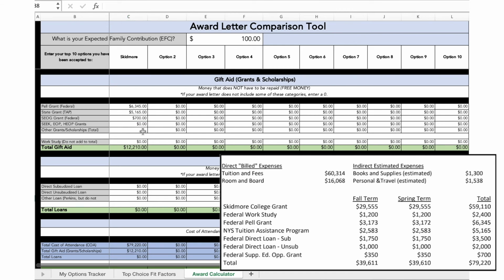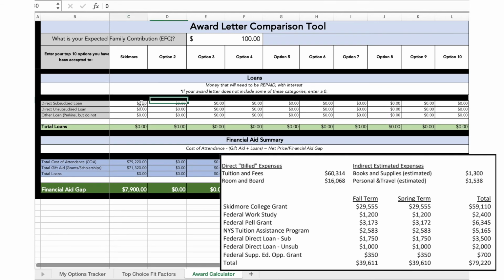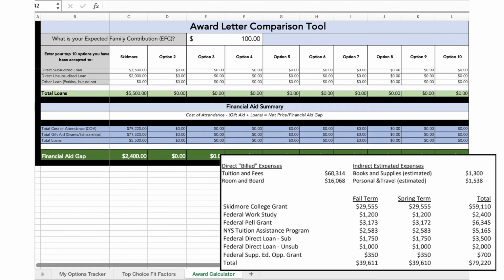I did, however, receive a grant that was not listed in any of the other categories, which would be the Skidmore College grant. I would add that in the Other Grants section category. Finally, I would plug in the work study amount. I am now ready to move on to my final section. Here, I will input the total amount of loans that I have been offered. As a reminder, you must leave sections that do not apply to you blank. In this case, I do not have any additional loans listed on my award letter, so I would leave the section blank. Now, I have arrived to the financial aid summary.